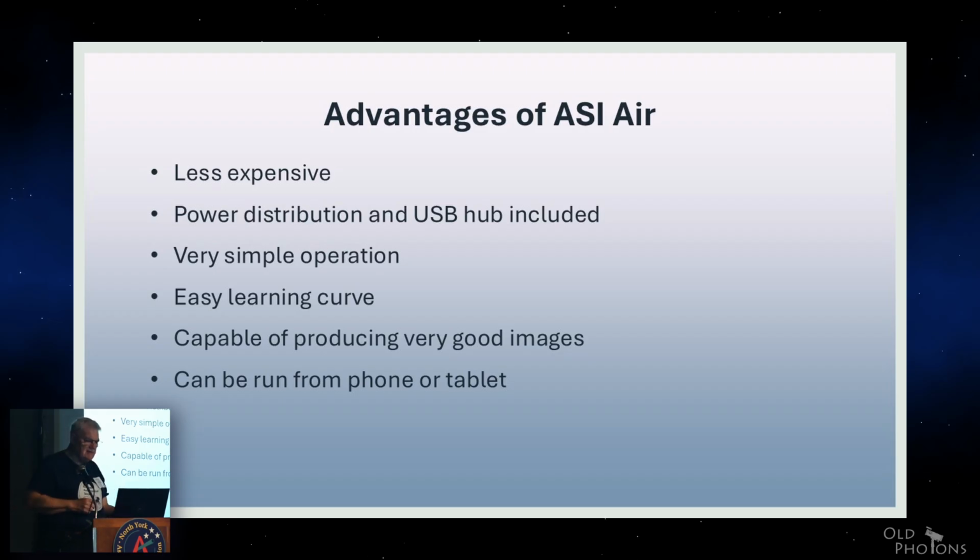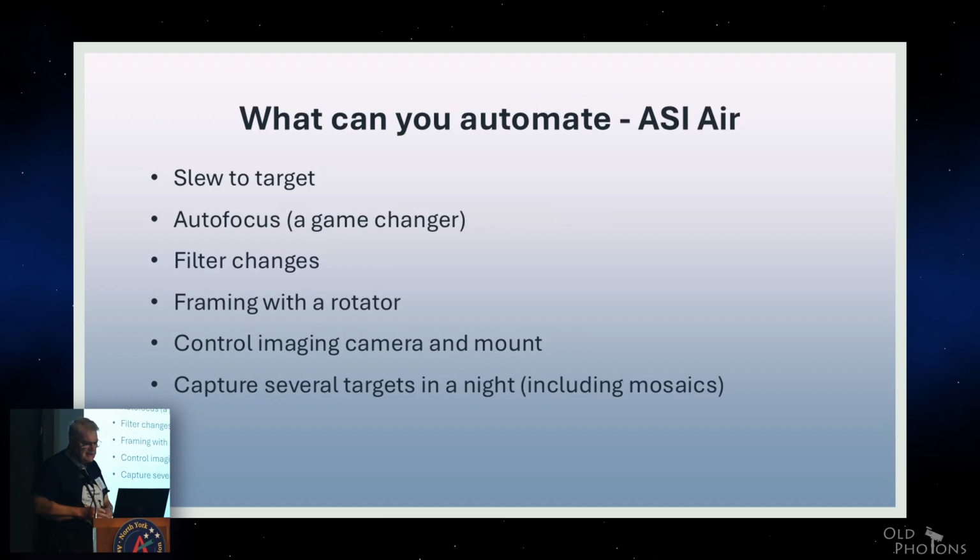But the Air is less expensive. You get power distribution, you get USB ports built right in. It's really simple to operate. You get a very easy learning curve, and it produces great images. And you can run it from a phone or a tablet. It's a good system. And with the ASI Air, you can slew to a target and autofocus, which is a game changer. You can do filter changes, control the imaging camera and the mount, and you can capture a couple of different targets in a night. So the Air is great.